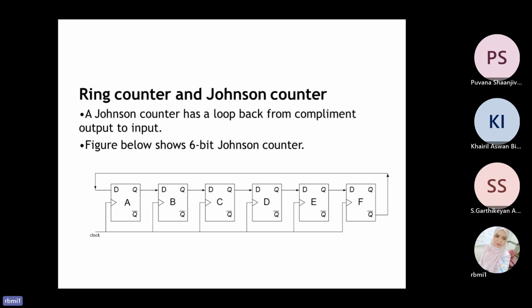Okay, Johnson counters are useful in digital systems that require a non-repeating counting sequence, such as in frequency hopping spectrum systems, and also in pseudo-random number generators and other cryptography applications. Also, we can use it as a sequence generator for digital signal processing applications. Okay, that's for ring and Johnson counter.